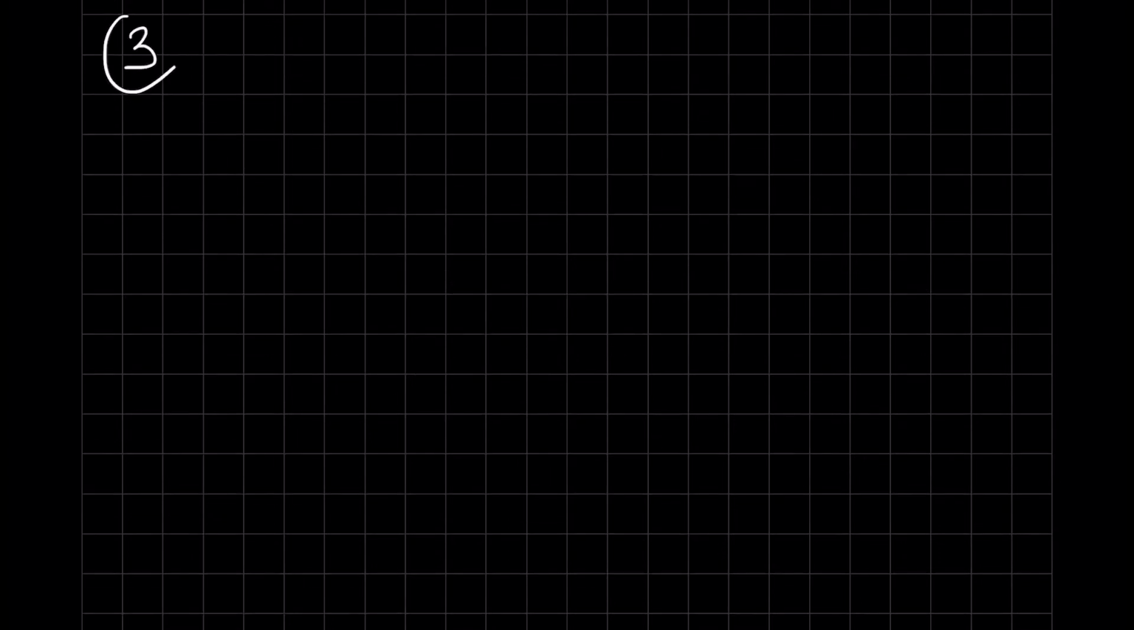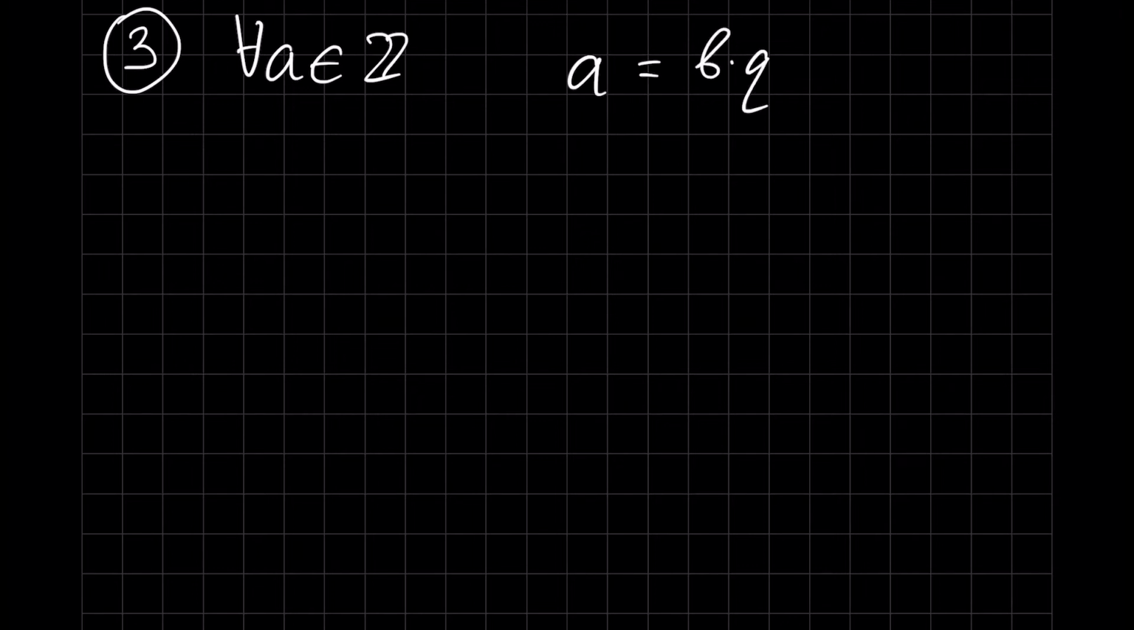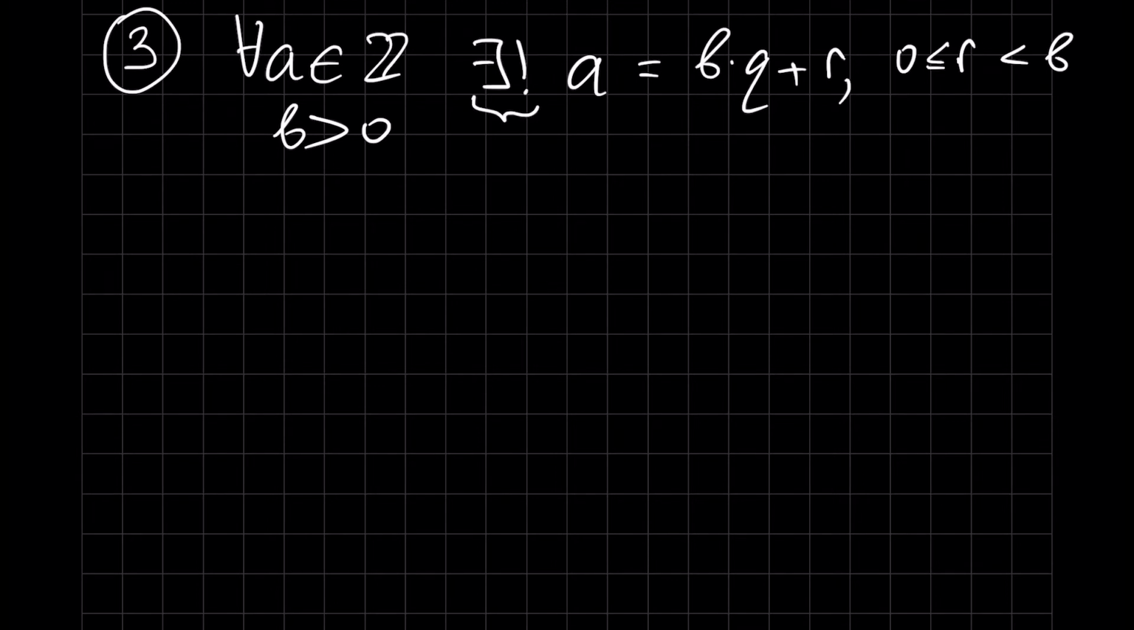Next theorem is about representation of any integer number A as A equal to B times some integer number Q plus R for any positive B. B is positive. And number R is less than B and not negative. And this representation is unique. Let's write here exist and unique. This denotation in mathematics means exist and unique representation.